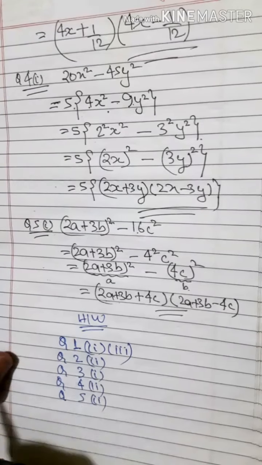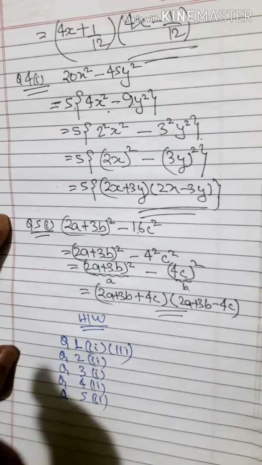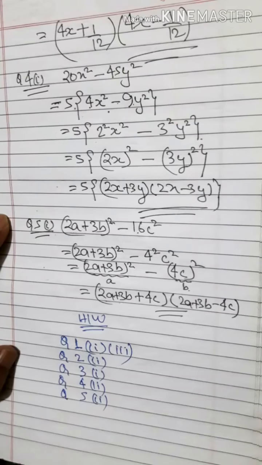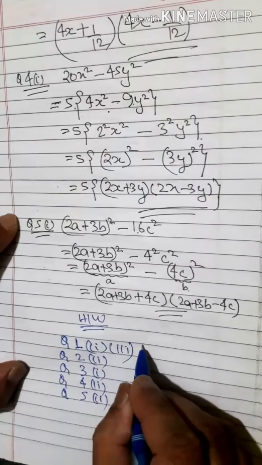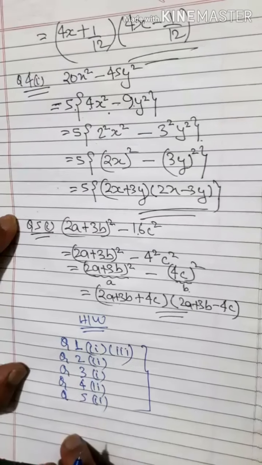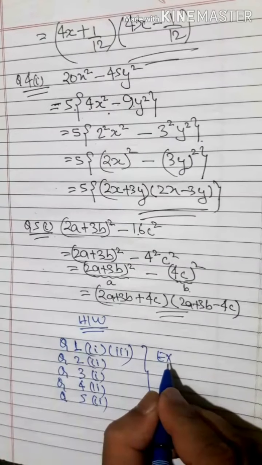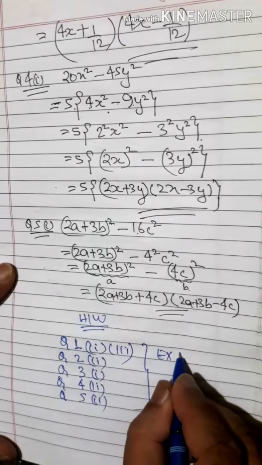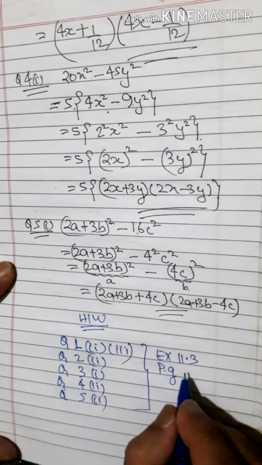This won't take more than half an hour for you all to solve, because you just need to apply the algebraic identity and write it in the form of a square minus b square, or try to break it in the form of a plus b whole square or a minus b whole square. So these questions will be your assignment for today. These questions are from exercise 11.3, which is on page number 217.